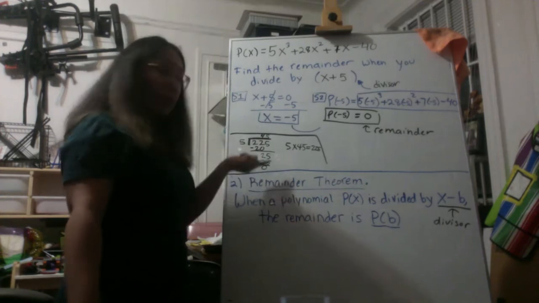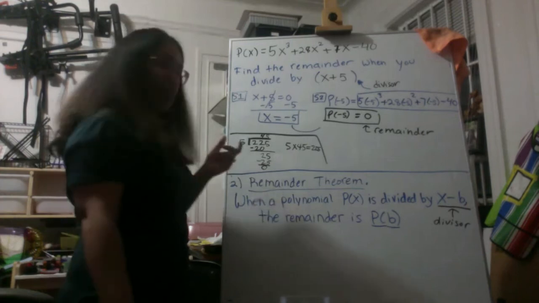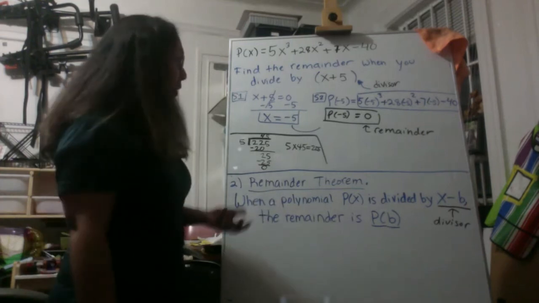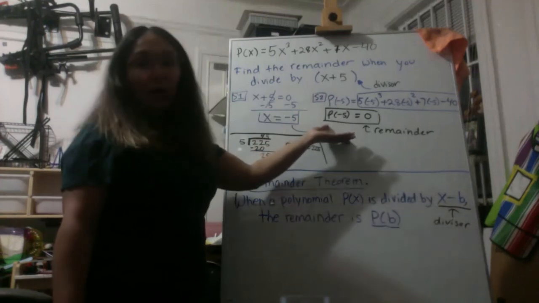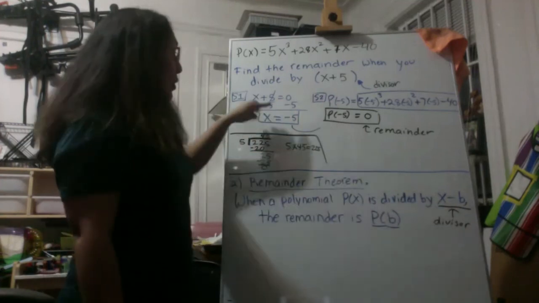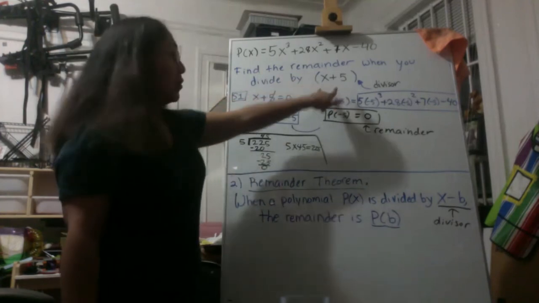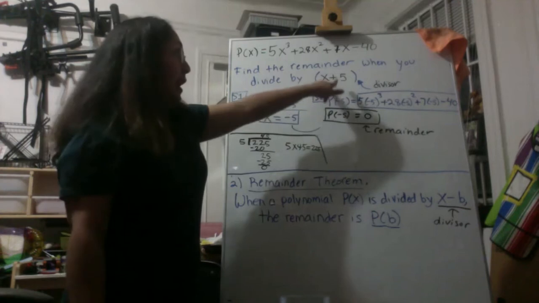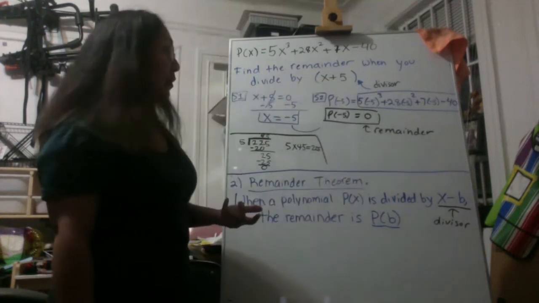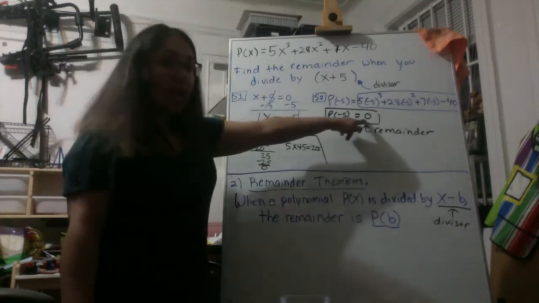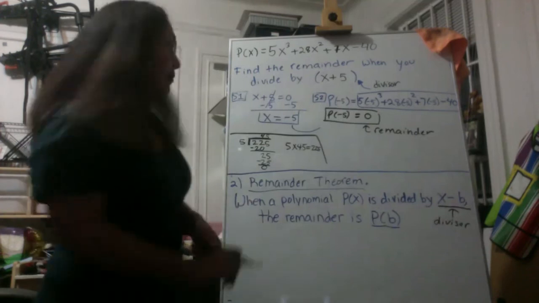But if it gives you a remainder other than 0, then that divisor is not a factor of that number. So the same rationale applies when we're dealing with polynomial expressions. If you divide by x plus 5 and you get a remainder of 0, then that expression x plus 5 is a factor of that polynomial. But if you get a remainder that is not equal to 0, then the divisor is not a factor. That's it.